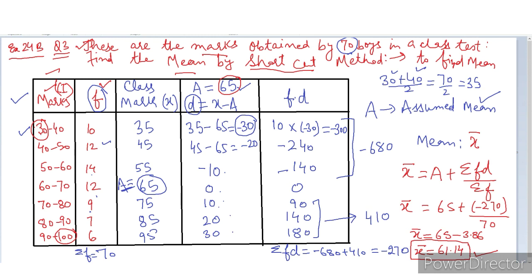So these are the columns. See the number of columns, 1 2 3 4 5, one column extra compared with the direct method, but as the number of columns goes on increasing, the calculation becomes easier and easier. And this was all about the shortcut method or the assumed mean method.